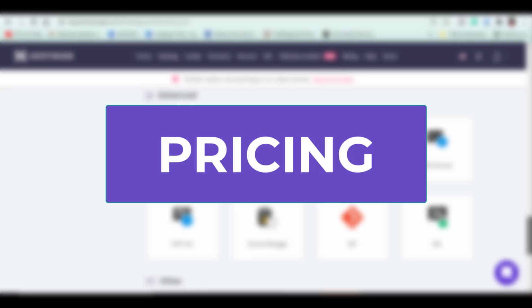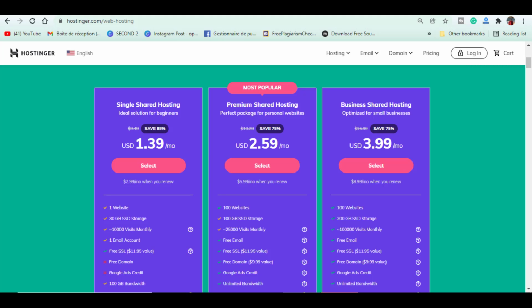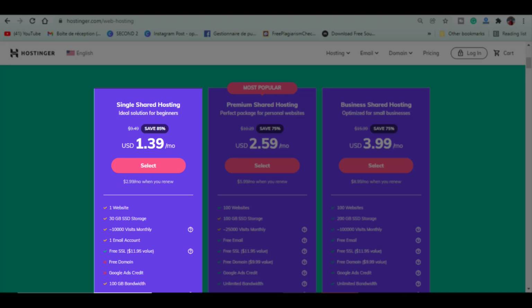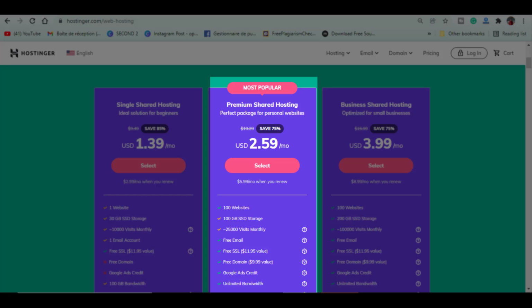Now we can move on to Hostinger pricing plans. We'll start with the platform's shared hosting option. Shared hosting starts as low as $1.39 per month for a single site, with plans that support multiple sites or a lot more resources starting at $2.59 per month.